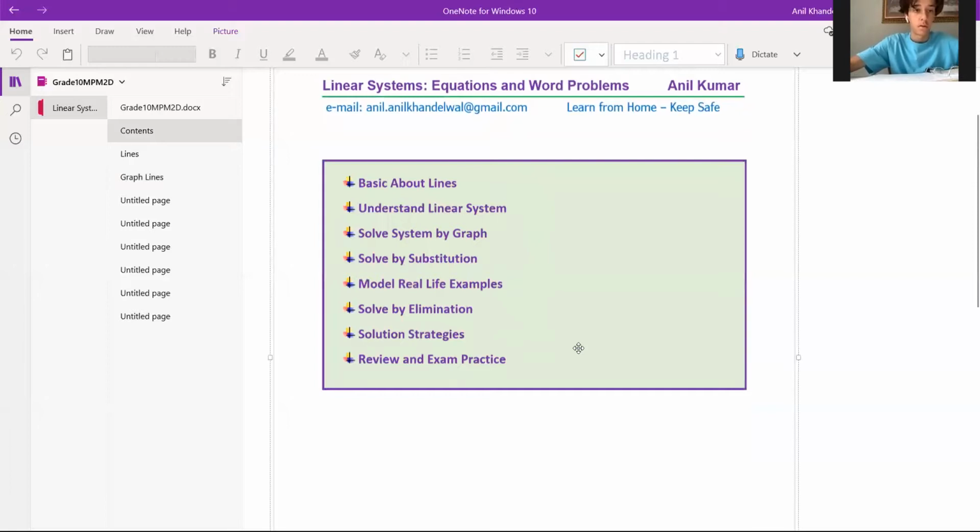Perfect. So I think we have understood some basics about the line. We understand what a linear system is. We also know how to solve a system by graph. So these three points we have covered today. The second major thing is to solve by substitution. And then we look into solve by elimination. In between, we'll look into models which can help us write real life situations in the form of a linear system and then solve them, right? And then we'll end up with an exam review where we'll take up some difficult questions. Is that clear?